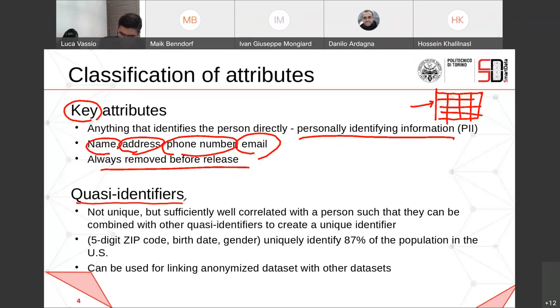These are a bit trickier because alone, if you take a single column, this will not be sufficient to identify a single person. So think about, as in the example before, if you have the birth date, well, that's not enough to know who you are. If you have the gender, if you have the zip code, these are not enough. However, these are still correlated with a person. And if you have enough of these quasi-identifiers, then you can combine them and create from the quasi-identifiers a unique identifier. And a unique identifier will be a key. As we saw before, just for example, the zip code, the birth date, and the gender, if we have these three quasi-identifiers, we're able to identify 87% of the population in the US. And so if you have many data sets, you can combine them together, and then you can de-anonymize data sets.